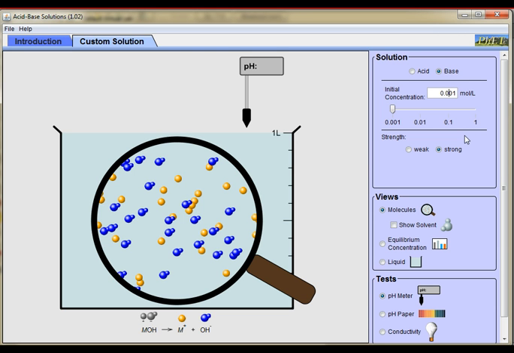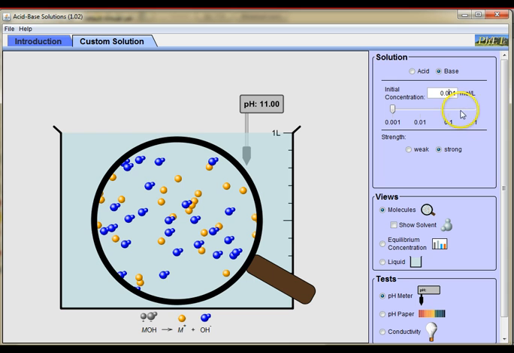Okay, so now we'll increase the concentration. So let's dip the pH meter. Okay, so the pH is 11. Remember that this is a strong base, but the concentration is low. What do you think is going to happen if we increase the concentration? The pH should increase. Correct, the pH should increase.